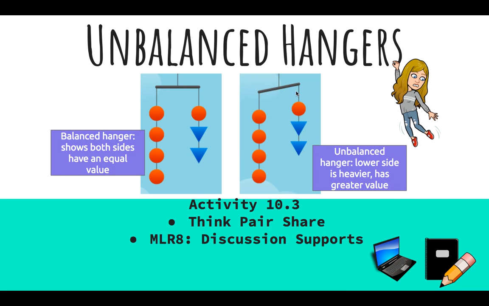Now with inequalities, we're going to see unbalanced hangers. This left side that's tilted downwards is the heavier side, or it has the greater value. So 4 orange circles in this example is greater than 1 orange circle and 2 triangles. So an unbalanced hanger means we have an inequality, 2 values that are not the same. Keep that in mind.